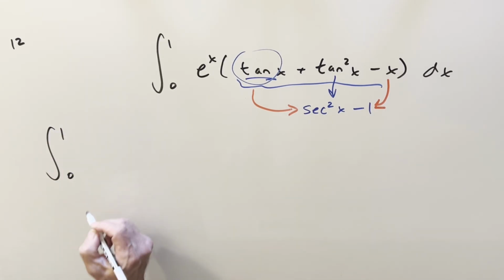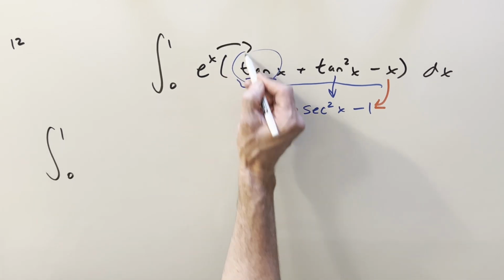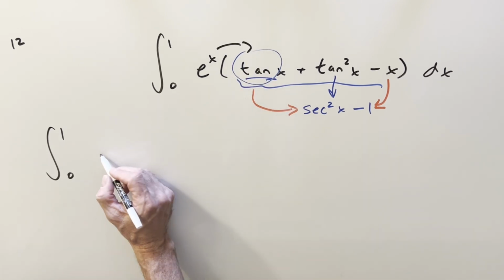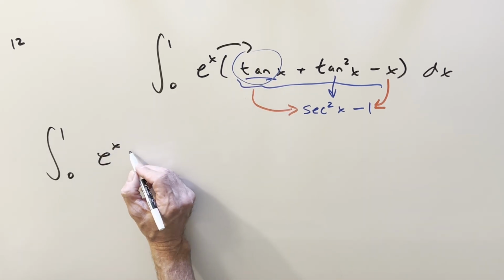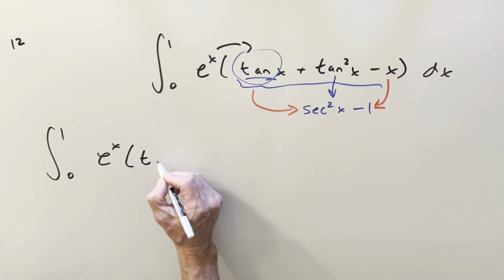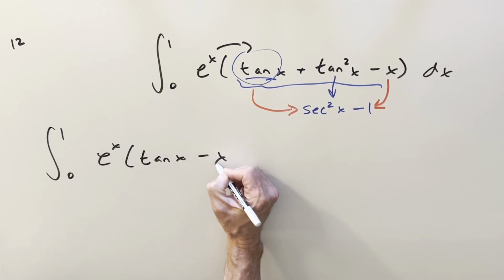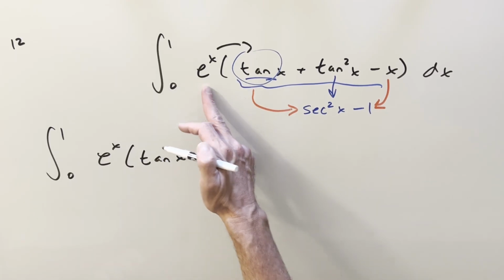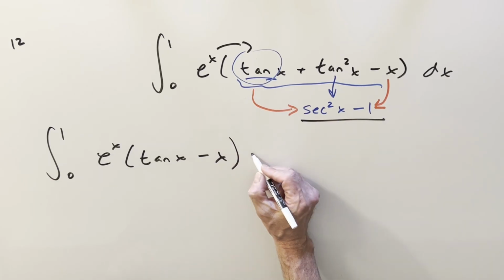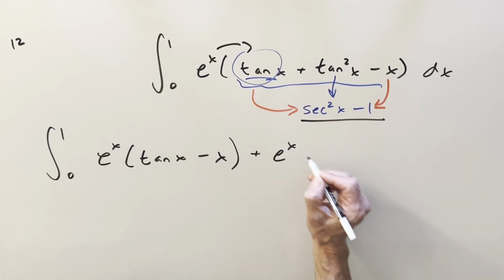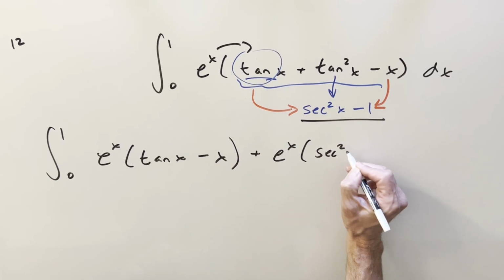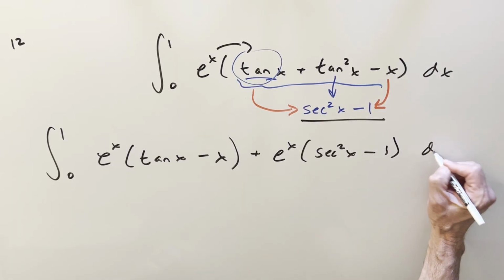We'll rewrite the integral. We'll keep it all in one integral. We're distributing in e to the x. Then on this first part, we'll write it like e to the x, tan x minus x. And then we'll distribute in the e to the x just to this right here. So we're going to have plus e to the x, secant squared x minus 1.